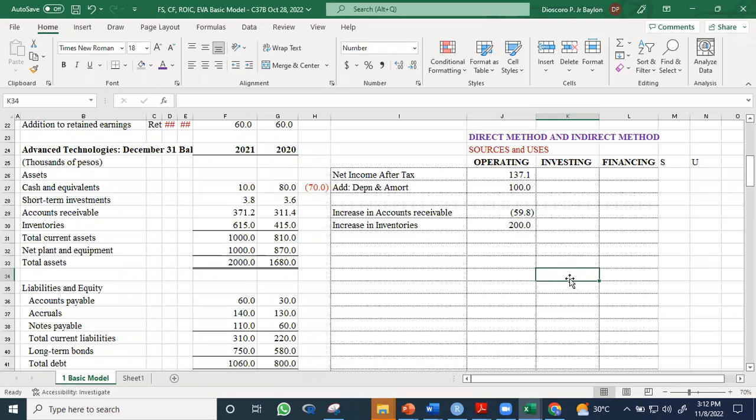So anong gagawin natin dito? I-type na lang, sir. Alam nyo guys, may artificial intelligence yung computer ko. So ayaw niya pumunta dito. Alam nyo kung bakit? Kasi sinasadya mo ata, sir. Oo nga.